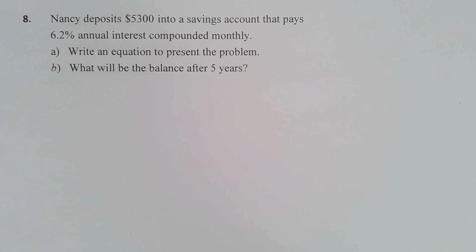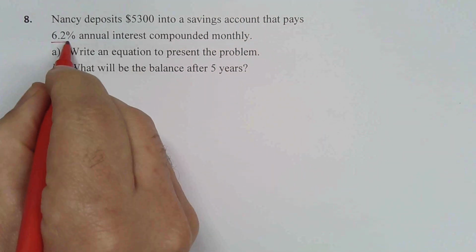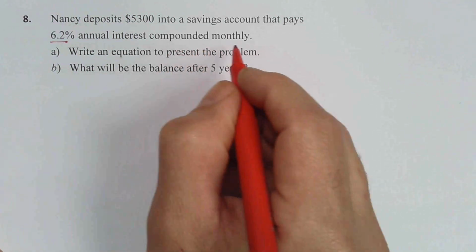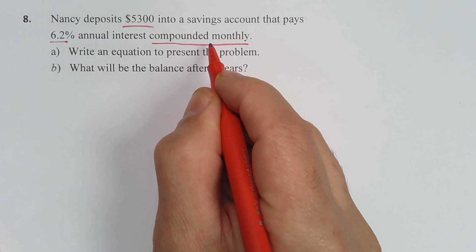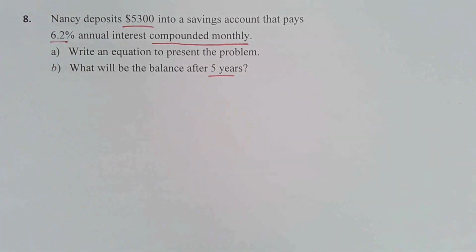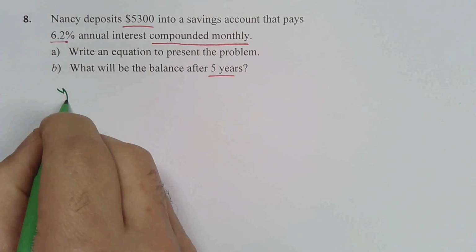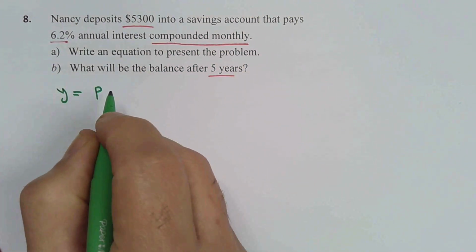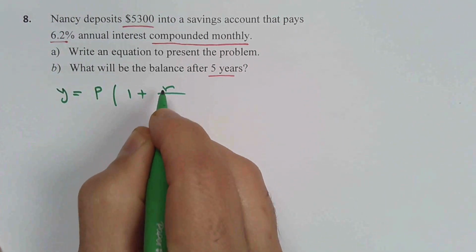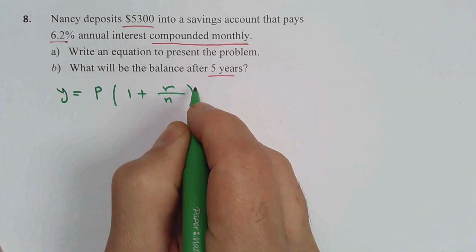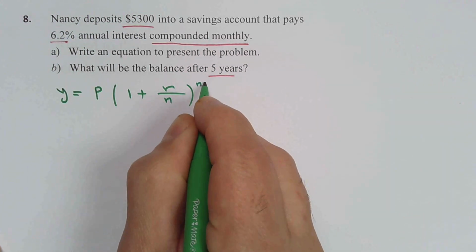Nancy deposits $5,300 into a savings account that pays 6.2% annual interest compounded monthly. That's different than continuously, and we need also to do that for 5 years. The formula is y equals P for the principal or the initial amount multiplied by 1 plus R as a decimal over n to the power nt.